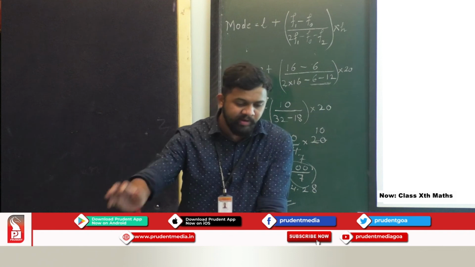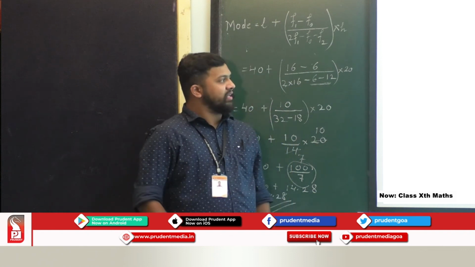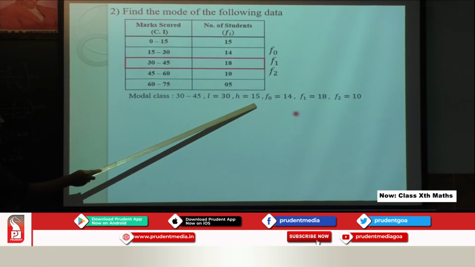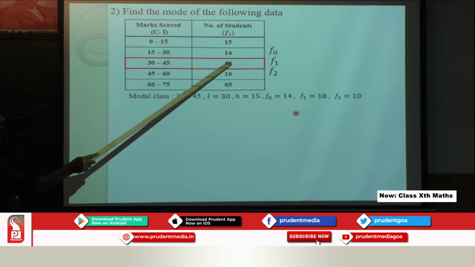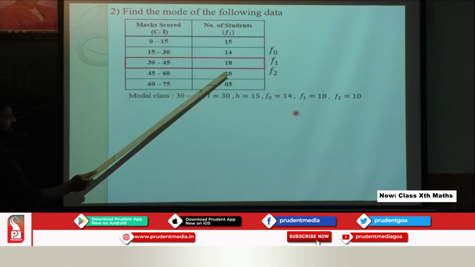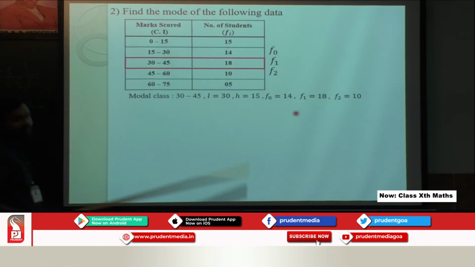So you can see, I have my data ready. Then we will write down these things again. Modal class 30 to 45, lower limit 30, height, when you subtract upper limit minus lower limit, you will get height 15, F0 14, F1 18, and F2 is nothing but 10. So these are the things which we require to find a mode. Let's use the formula and do the calculation.